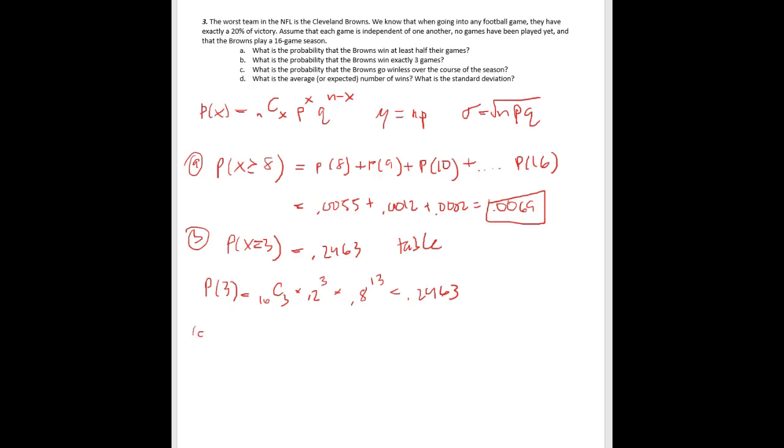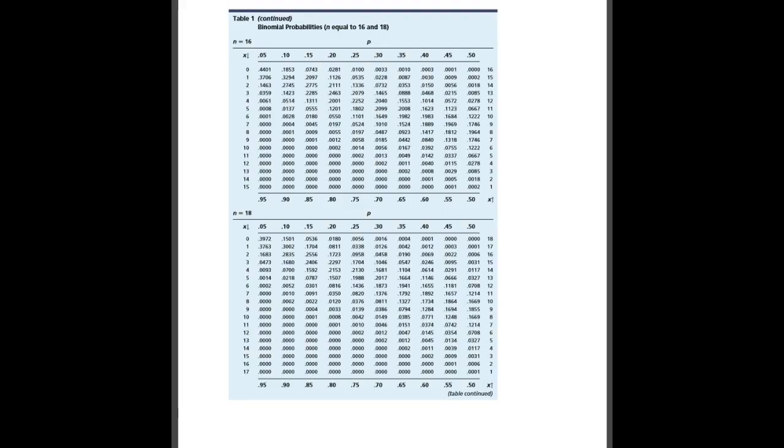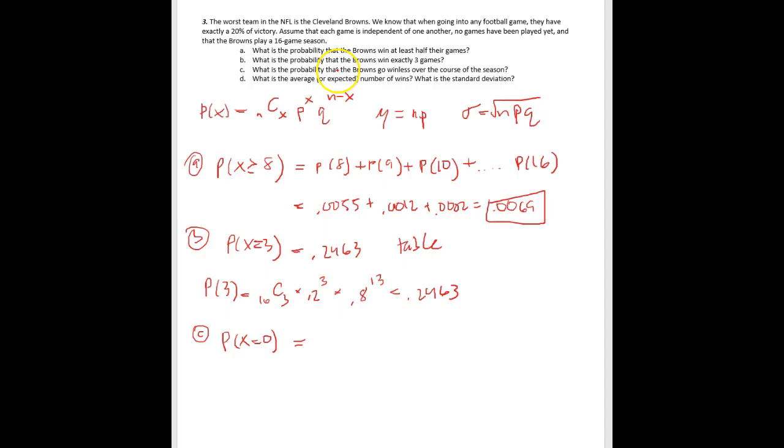What's the probability that the Browns go winless? Winless would just mean probability of X equaling 0. We can also go to the table and look for that, but again, I might ask you to do it in another way. So we go to the table, n equals 16, 0.2. Probability of them winning 0 games is 0.0281.